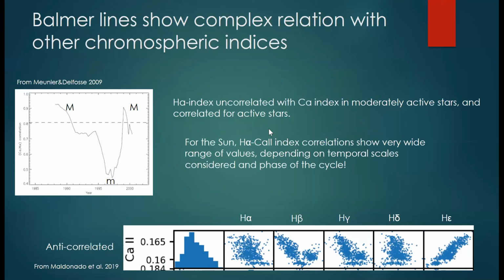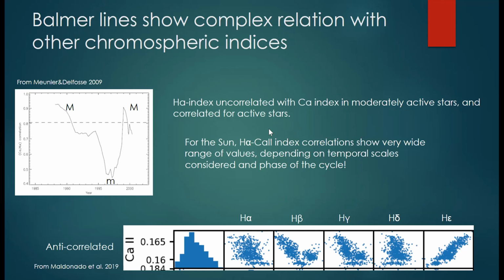I think it's very well known to everybody that the cores of the upper Balmer lines form in the chromosphere. So one would expect that the variability of indices derived from Balmer lines to follow the variability of other chromospheric indices, as for instance, the calcium index. However, we know that this is not the case.